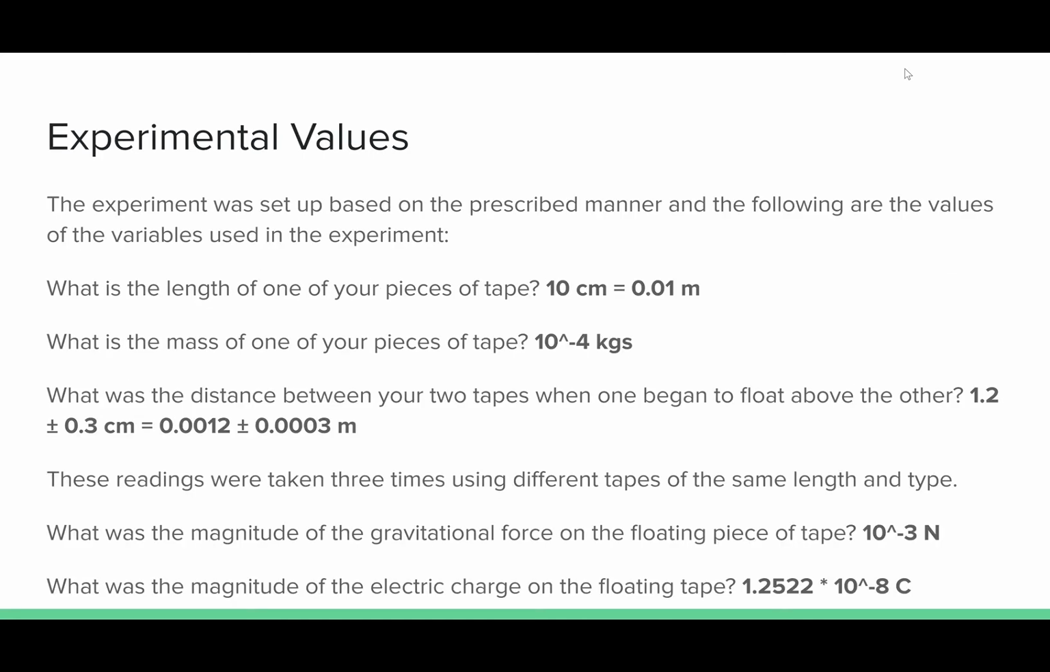Now, the experiment was set up based on the prescribed manner. The following values of the variables were used and found from the experiment. The length of one of the pieces of tape was 10 centimeters. The mass was 10 to the negative 4 kilograms. The distance was 1.2 centimeters. And the magnitude of gravitational force as calculated was 10 to the negative 3 Newton. And the magnitude of electric charge on the floating tape was calculated to be 1.25 times 10 to the negative 8 coulomb.